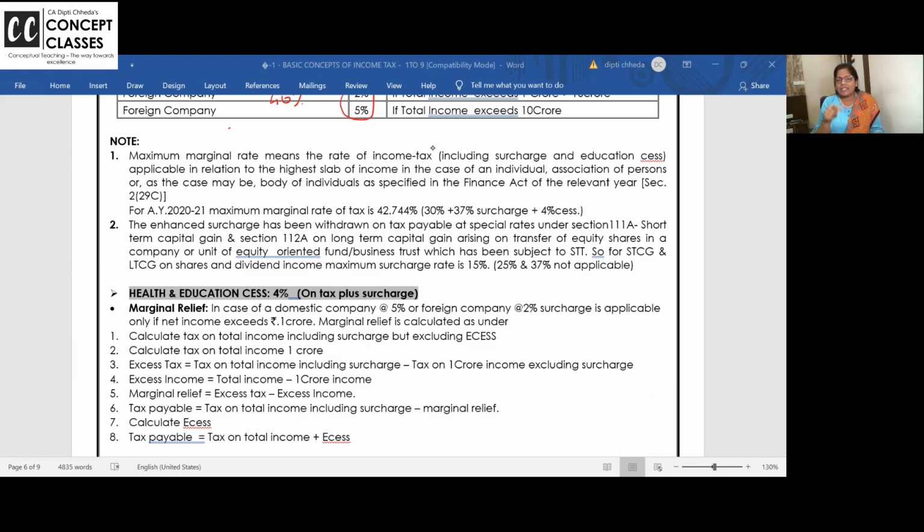But I explained it with the help of an individual, because at inter-level individual problems are coming. But definitely marginal relief is there for a partnership firm also. If a partnership firm's income exceeds 1 crore, 12% surcharge. And if it is 1 crore, no surcharge. So yes, the marginal relief concept is there. Nice question again. Appreciate it. Keep asking these questions. Okay.